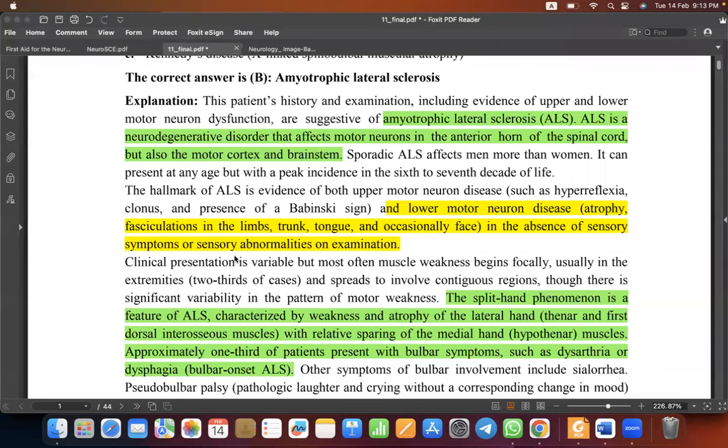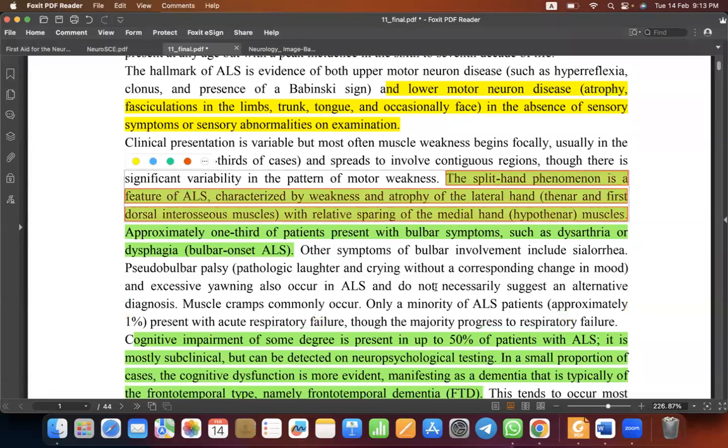Now, there are some other clinical features as well. Sometimes there could be split hand syndrome. What is split hand syndrome? There will be wasting of the lateral hand. The thenar and the first dorsal interosseous tend to get involved more, with relative sparing of the medial hand. So the hypothenar muscle will be spared, but the thenar will be wasted. That means the medial hand is safe and the lateral hand is wasted. That is split hand syndrome, which is typical of motor neuron disease.